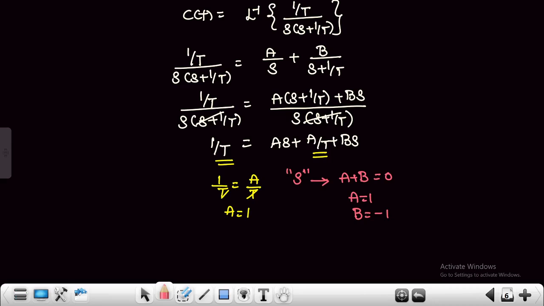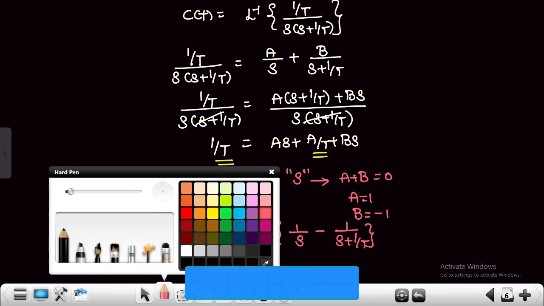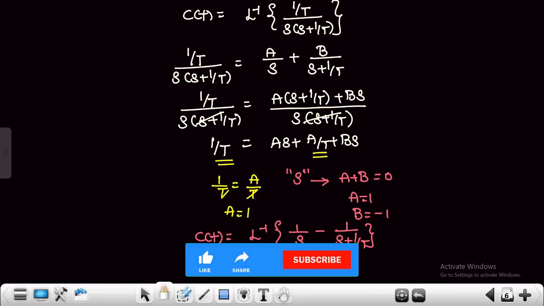Finally, c of t is equal to the Laplace transform of, separating terms, 1 by s minus 1 by (s plus 1 by t). Now we have to take the inverse Laplace transform of this. So whenever you take the inverse Laplace transform of this, what are you going to get? That will be c of t is equal to, what is the inverse Laplace transform of 1 by s?